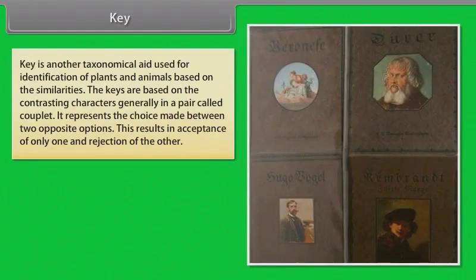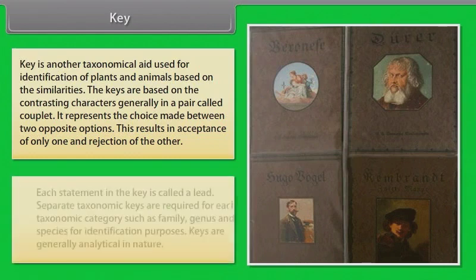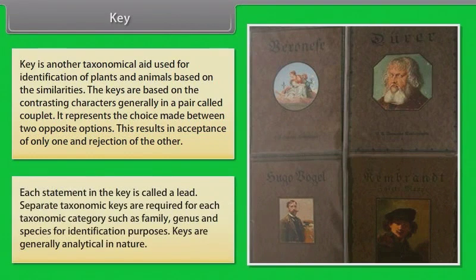Key: a key is another taxonomical aid used for identification of plants and animals based on similarities. The keys are based on contrasting characters, generally in pairs called a couplet. It represents the choice made between two opposite options. This results in acceptance of only one and rejection of the other. Each statement in the key is called a lead.